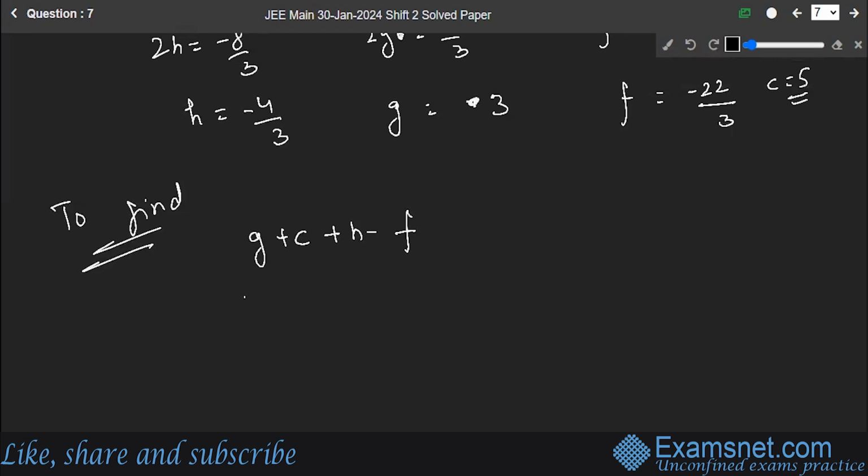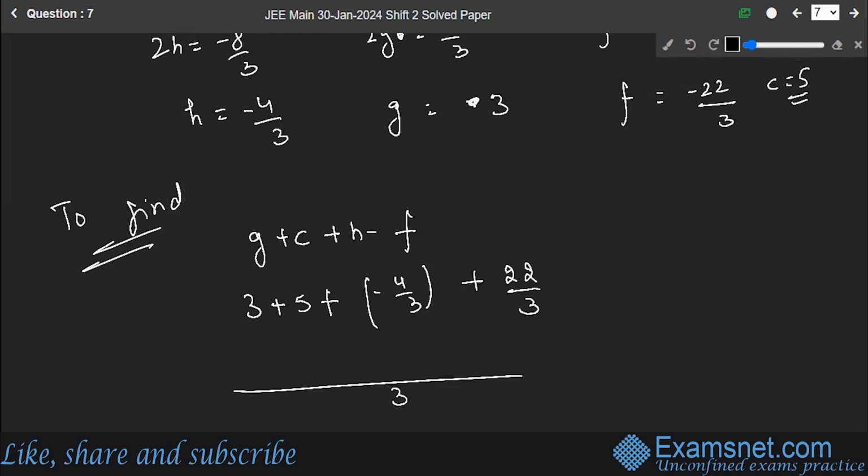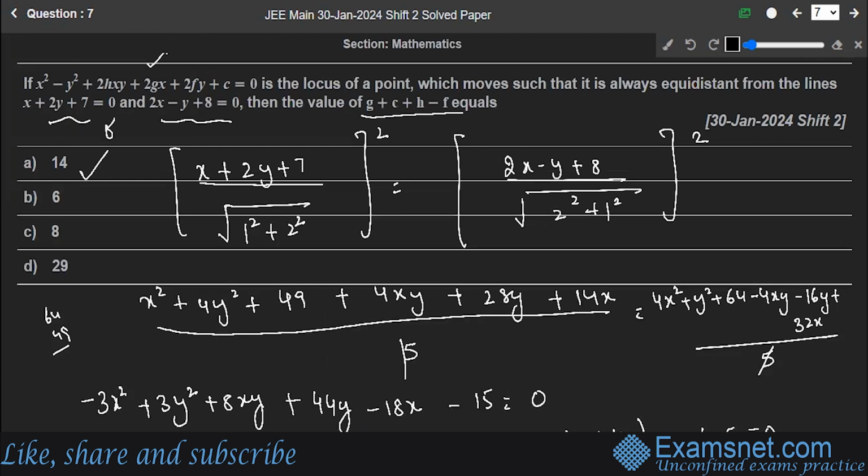Let's fill in: 3 plus 5 minus 4 by 3 plus 22 by 3. Let's take the LCM 3. You will have 24 minus 4 plus 22. This will be 42 upon 3. That is 14. So 14 is the right answer to the question, option A. Hope you're clear with this. Let's move to the next question.